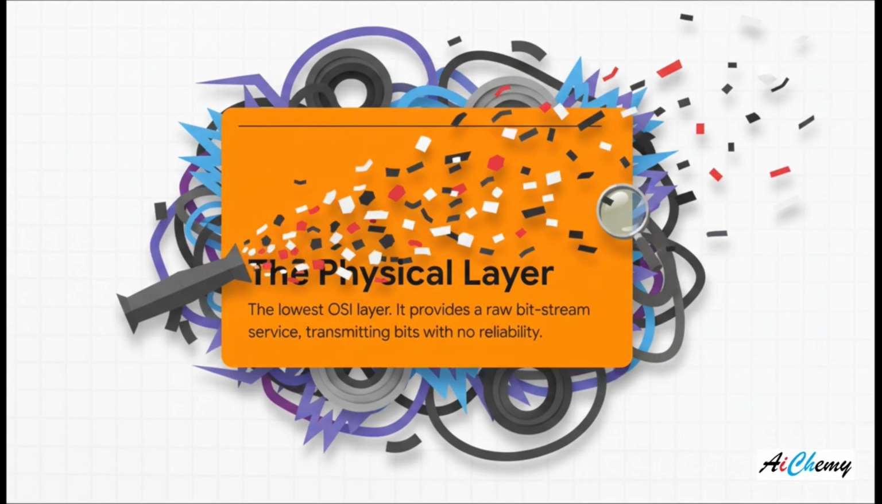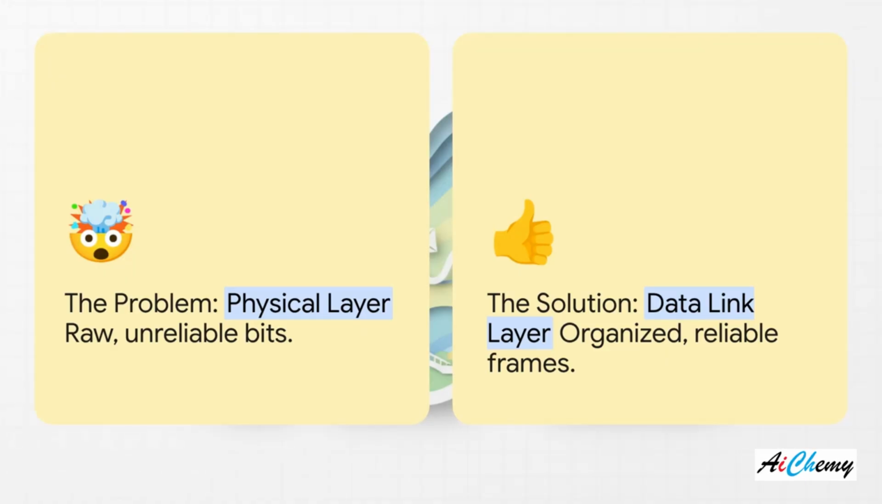It is just pure, unadulterated digital chaos. And that, right there, is the core problem we have to solve. On one side, you've got this raw, totally unreliable stream of bits coming from the physical layer. But on the other side, what we want, what we need, are organized, reliable units of data. So how in the world do we get from that chaos to actual order?